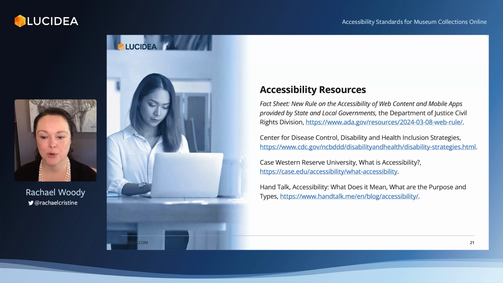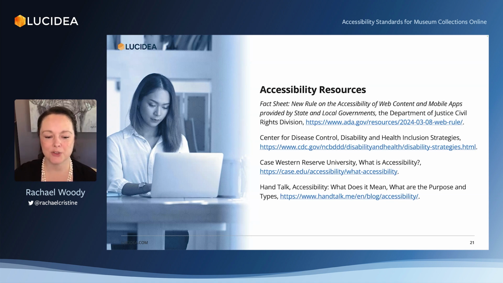If you'd like to learn more about disability definition and inclusion strategies, the CDC.gov has some great resources available for inclusion in general, not just from the technology or website perspective. Similarly, Case Western Reserve University has a What is Accessibility webpage that goes beyond just providing access, really thinking through some of the tenets of what can be truly accessible.